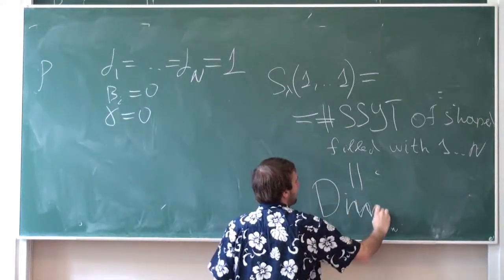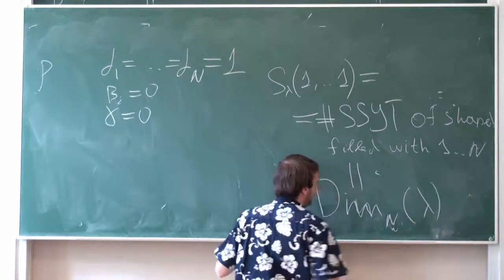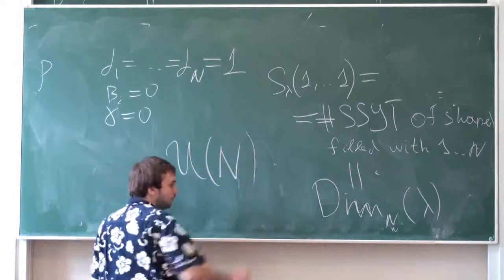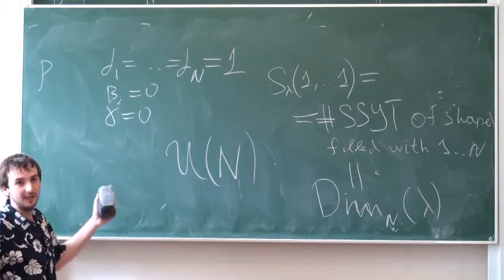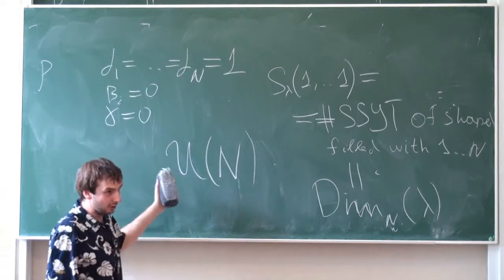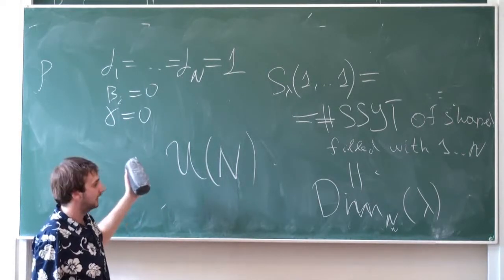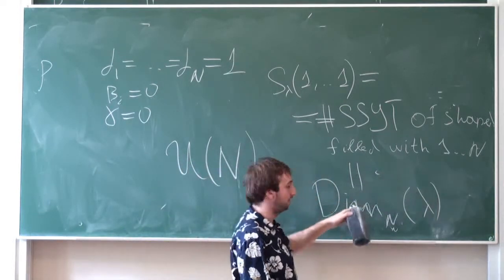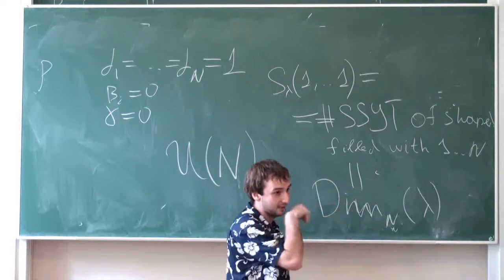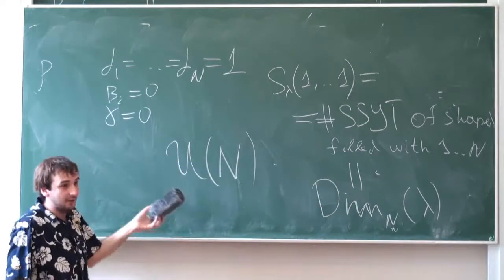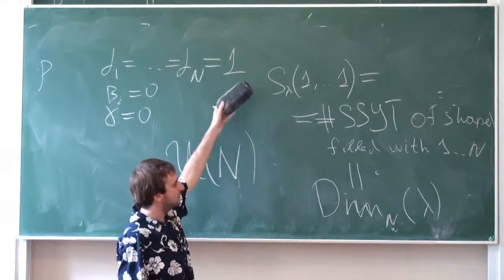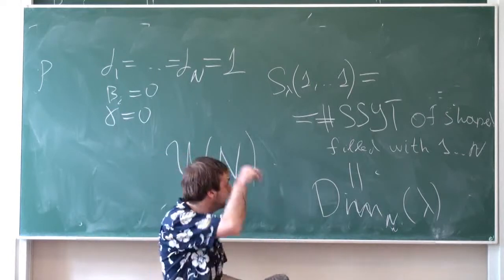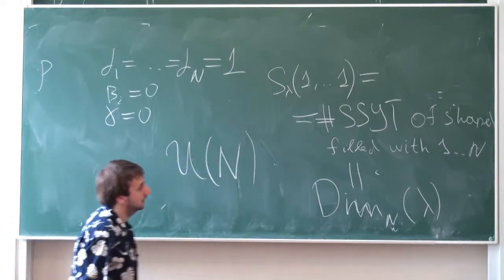dimension of the irreducible representation of the unitary group of size n, which is just the group of all n times n unitary matrices. So it is known that representations of such groups are given by these Young diagrams. So irreducible representations are parameterized by these Young diagrams. And then it turns out that this combinatorial number, which is this evaluation, is exactly the dimension of the irreducible representation parameterized by lambda. So this is the first fact.